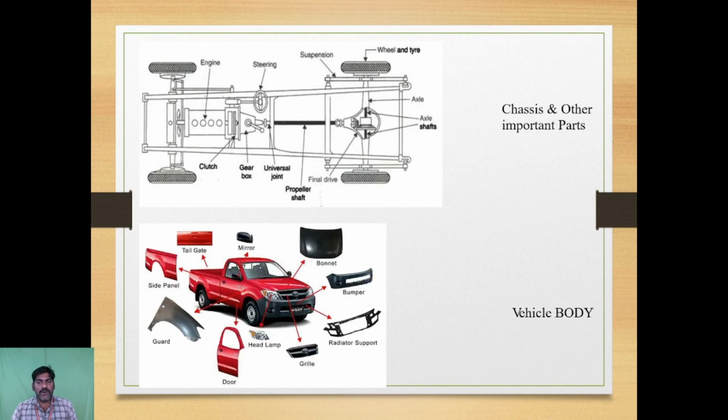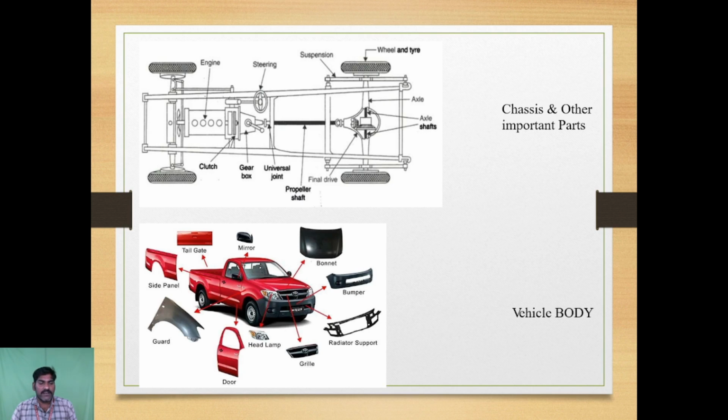Chassis, other important parts. This is the vehicle body, and then chassis and other important parts. First, engine. Second, steering. Third, suspension. Fourth, wheel and tire. Fifth, axle, this is the axle shaft. And then final drive, propeller shaft, universal joint, gearbox, and clutch.